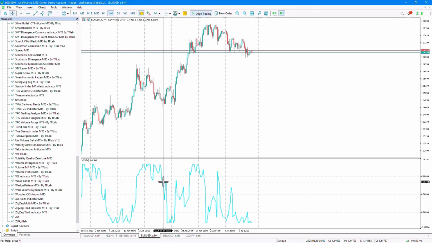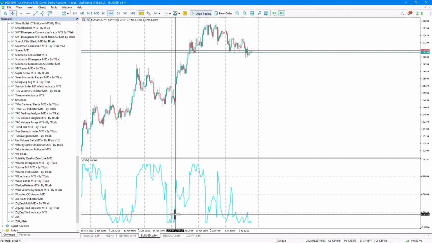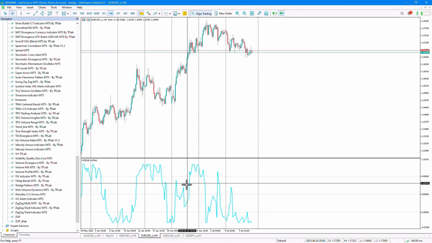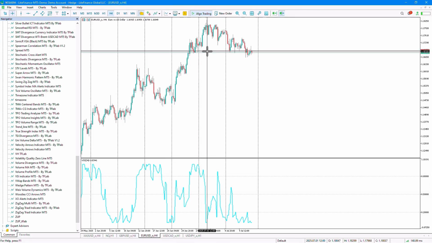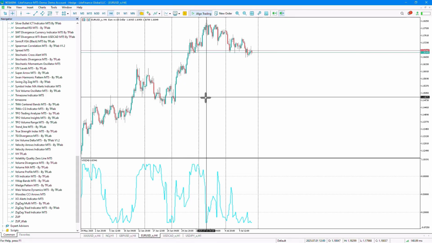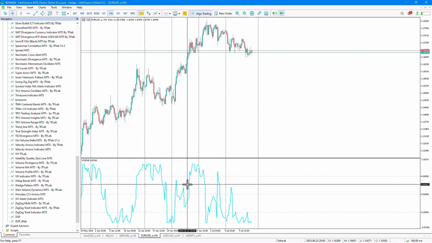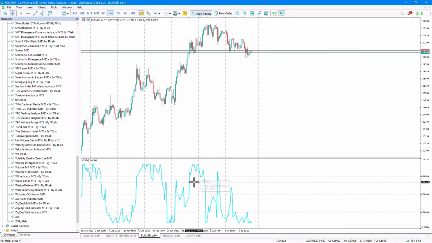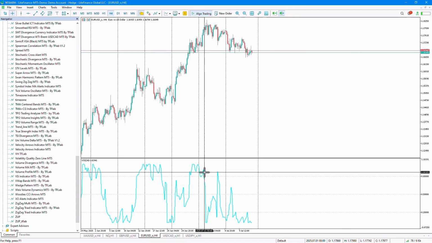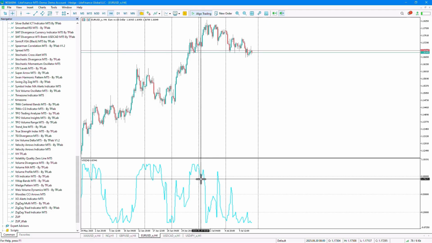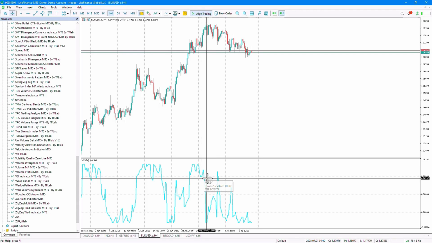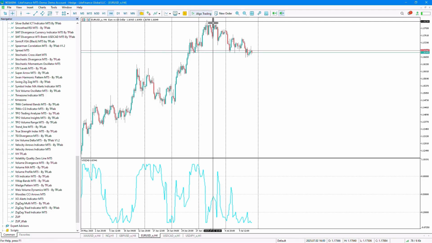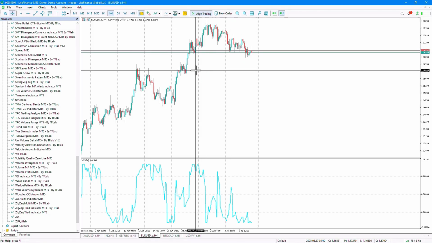In this section, the oscillator line has entered the oversold zone and exited this zone at this point, which means we could have entered a buy trade here and joined the upward trend that occurred for us at this point. After that, the oscillator line entered the overbought zone, and as it crossed out of this area and moved below the overbought zone, we could have entered a sell trade in the market, which we can see here as well, where the price started to drop.